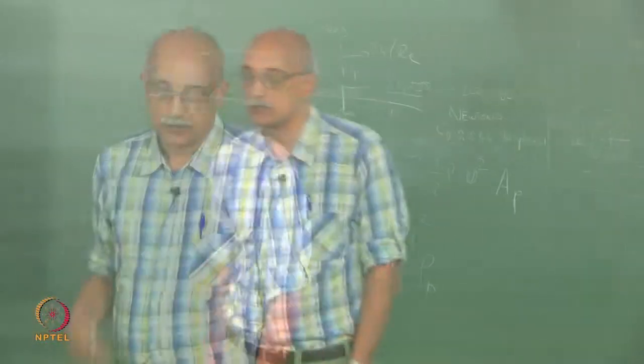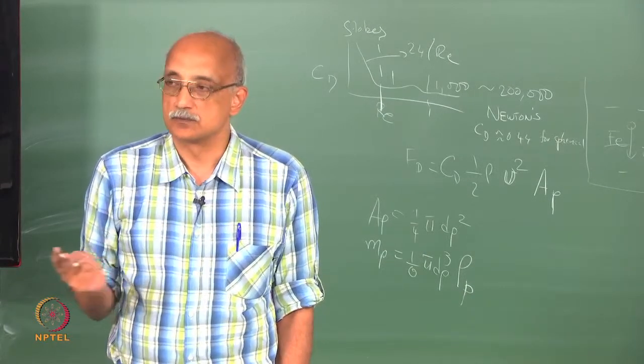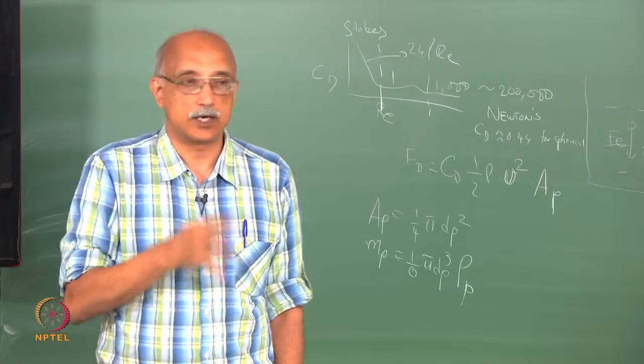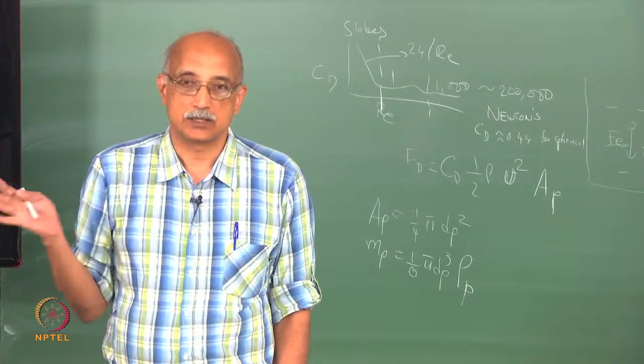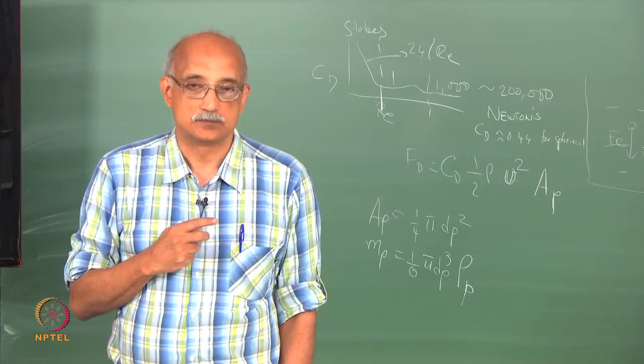Hindered settling affects large particles differently from small particles. In which case do you think hindered settling will have a greater effect? Will it have a greater effect for small particles or greater effect for large particles? How many think small particles? And why is that? Any idea?